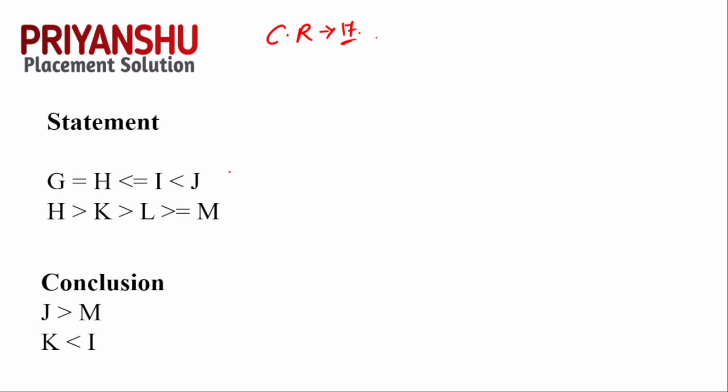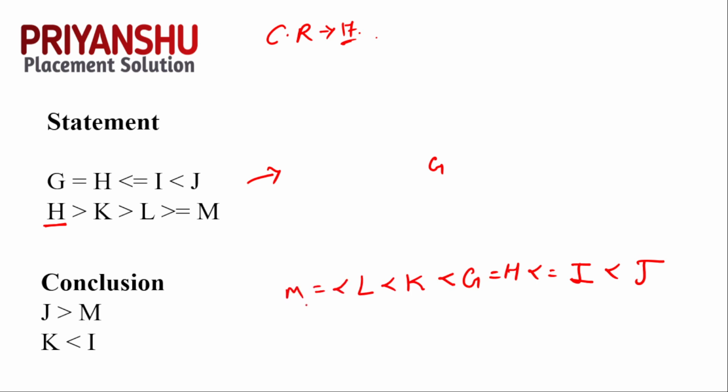What I am doing in this one is writing it as a single statement: G = H ≤ I < J. Now, in another statement we have H, but H is equal to G, so no problem, G and H are the same. So like this: H > K > L ≥ M. Clear? We need to make it like this here.